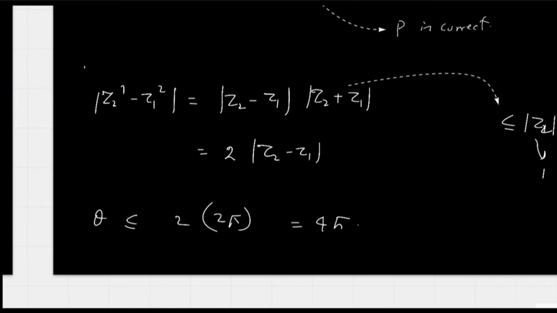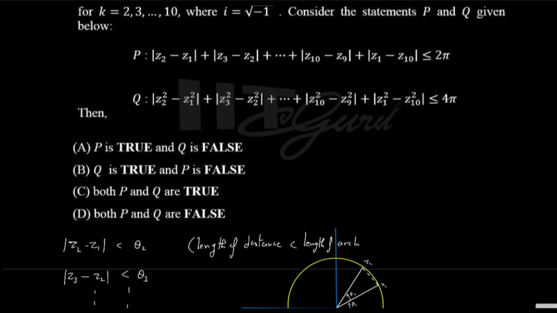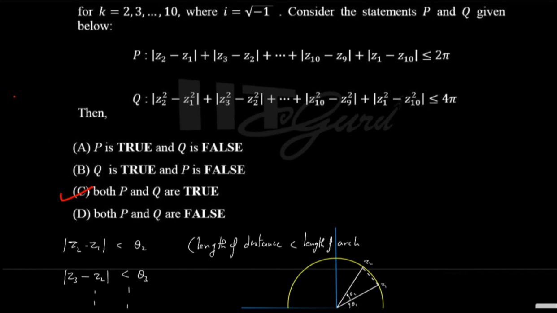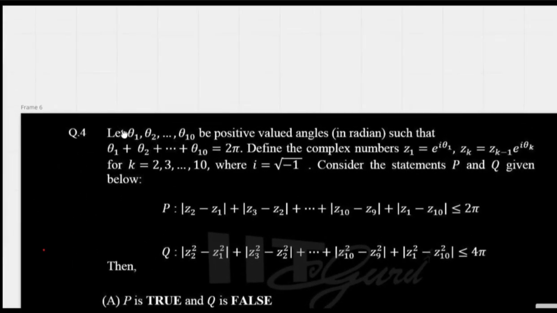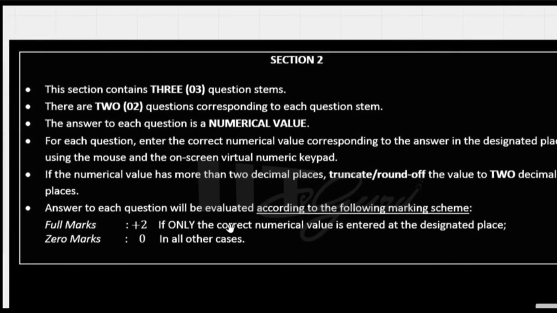So finally we can say both the statements are correct, and find which option is correct. So we find that both P and Q are true. C option is correct. So in this way we completed the section. In the next video we will discuss section 2. In section 2 there are 3 questions which are numerical ability, more than one correct.